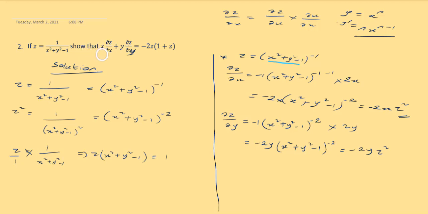minus 2y z squared. Now let us look at what we want to do. Show that s dz ds plus y dz dy is equal to this. That is what we want to show now. Start from the left hand side. Do not write the right hand side, just start from the left hand side.